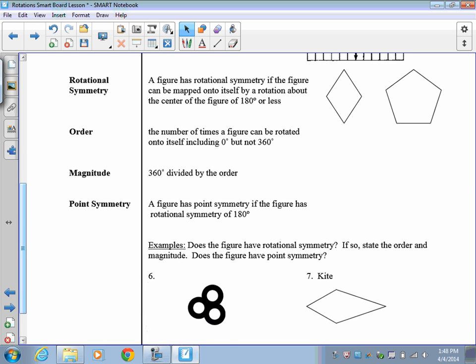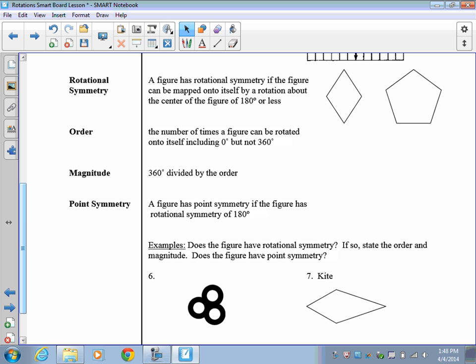So that's pretty much all we have on rotations, and now we have rotational symmetry. So we talked about line symmetry before. That's where you had an object and you can fold it in half and you'd end up with the same object. So we have the definition there. We also have this concept of order. It's the number of times a figure can be rotated onto itself, including 0 degrees, but not 360 degrees.